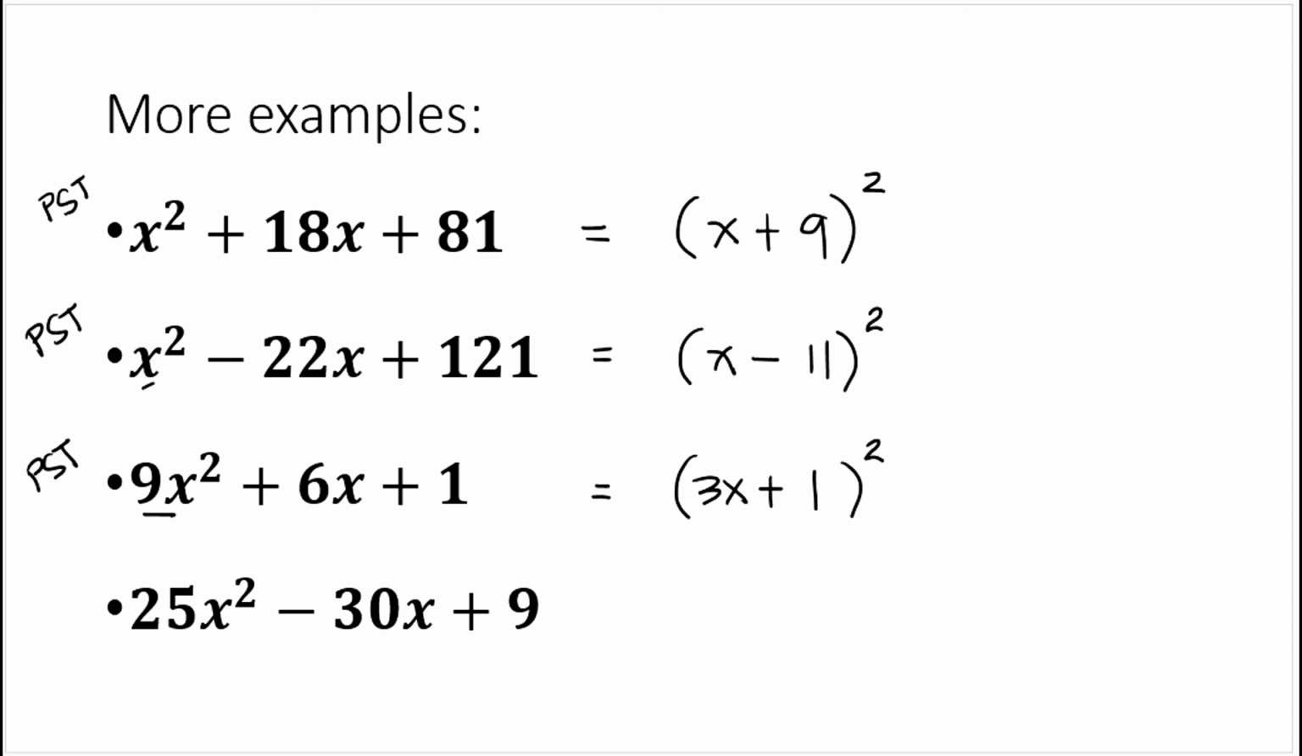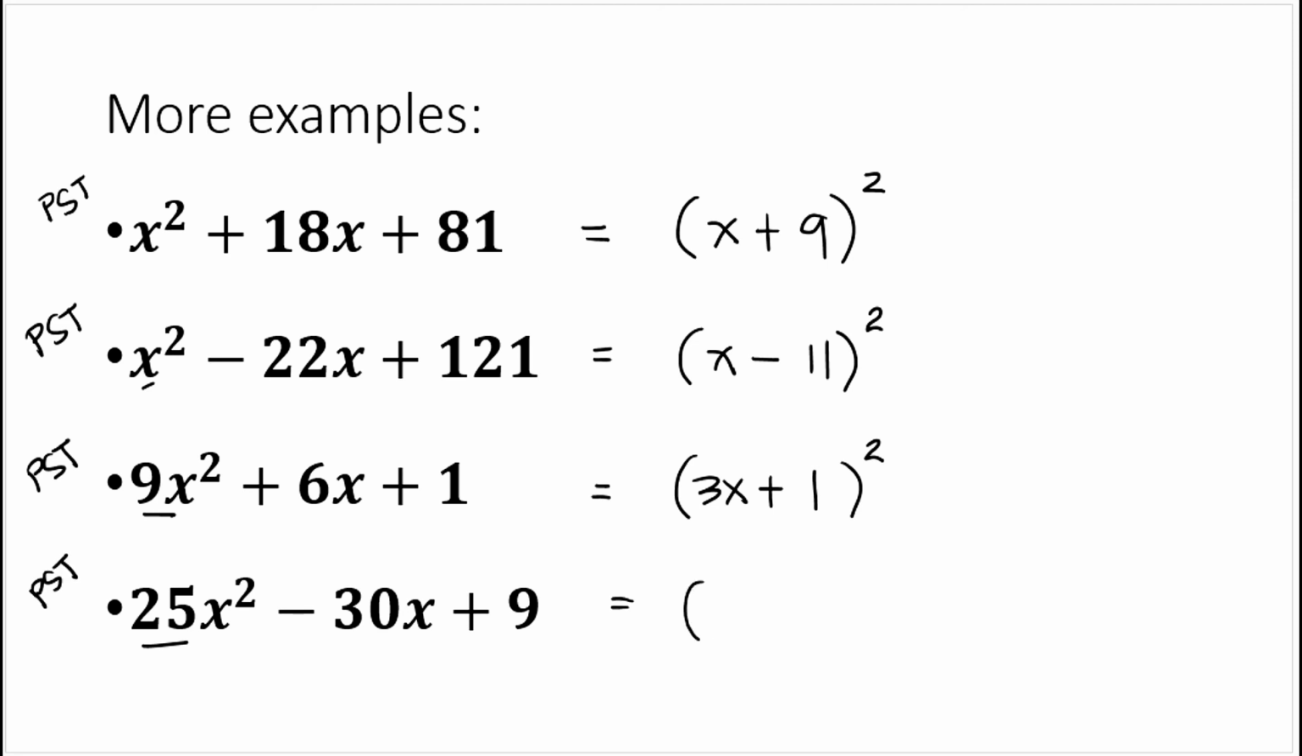Last, we have 25x squared minus 30x plus 9. Check the first term. 25x squared, yes, it is a perfect square with the square root of 5x. Check the last term. We have 9. 9 is a perfect square with the square root of 3. 3 times 5x is 15x. And kapag dinoble natin yon, we have 30x. So therefore, the last one is also a perfect square trinomial.